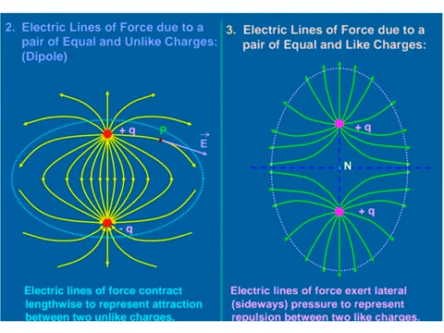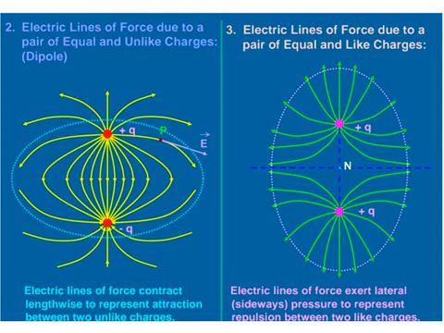The first part of the figure shows the field lines of two equal and opposite point charges, that is, of a dipole, you can say. They start from the positive charge and end on the negative charge. That means they cannot form closed loops. Also, the lines of force seem to contract lengthwise as if the two charges are being pulled together.